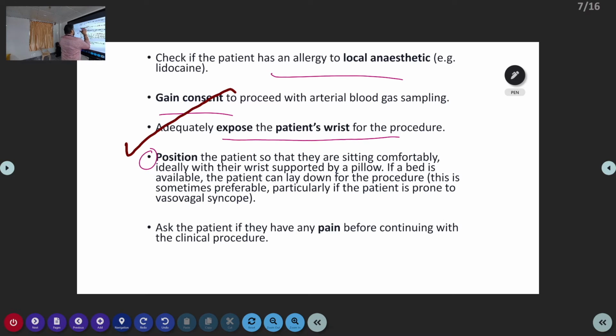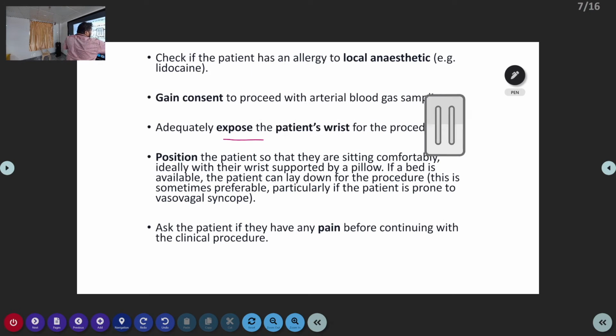The next important thing that you need to see is that you are going to give a local anesthetic agent. You are going to give a drug. So you have to check whether the patient has any allergy to the local anesthetic agent, which is lidocaine. You can ask, "I am going to administer one drug. Have you got any allergic history?" If the patient is saying that he has no allergic history, then well and good. You can proceed with the procedure.